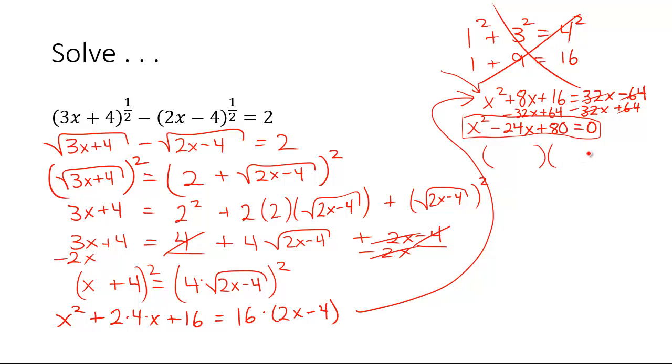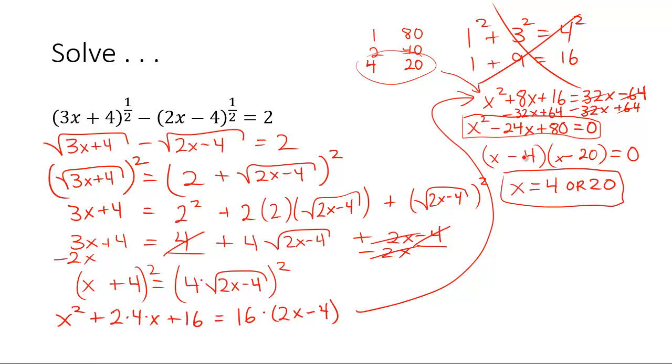So we need to look for factors. Because our coefficient is 1, we're going to find two numbers that multiply to 80 and have a sum of 24. So go through your options. 1 times 80, 2 times 40, 3 times doesn't work, 4 times 20. Oh, 4 and 20 add to 24. So 4 and 20, both negative, will work. So that actually gives us x being 4 or 20.